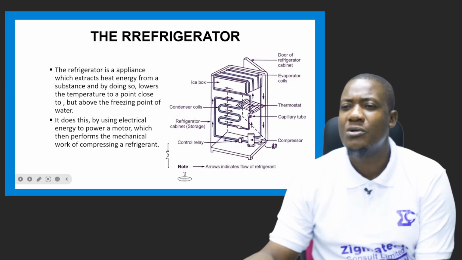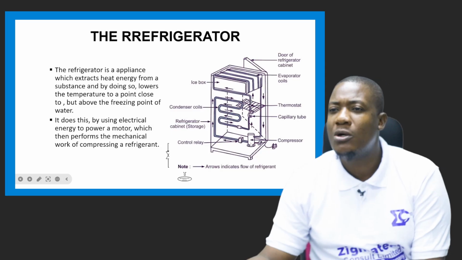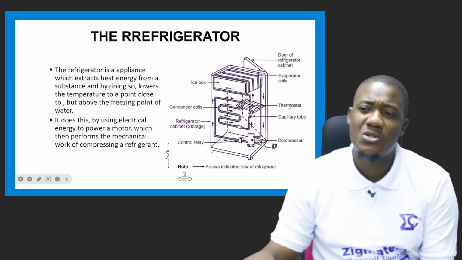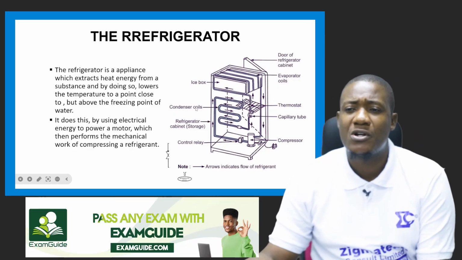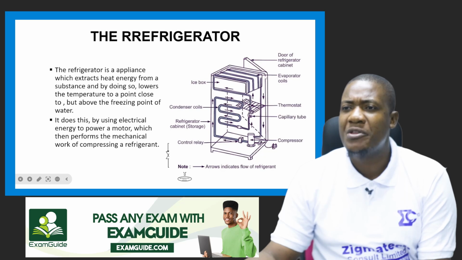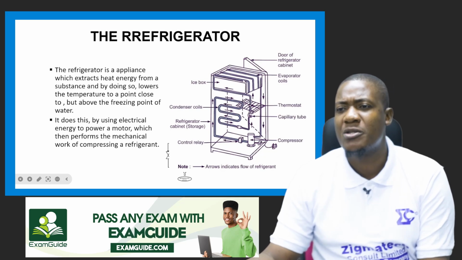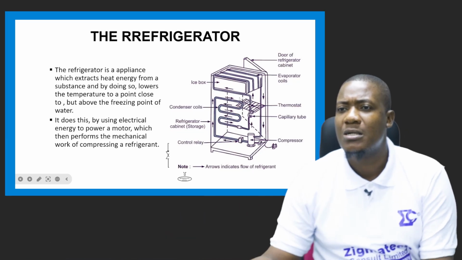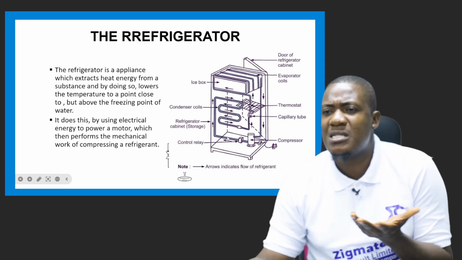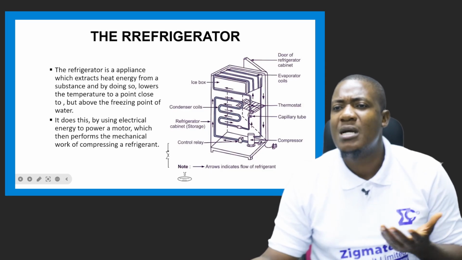Now we have the compressor, we have the evaporator, we have the capillary tubes, we have the thermostat of the refrigerator, we have the condenser coils, then we have the evaporator coils. That is called the evaporator. Then we also have the expansion valve, which is a part of the refrigerator. Now, having known this, we call this the control relay.